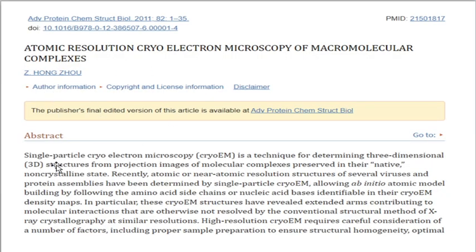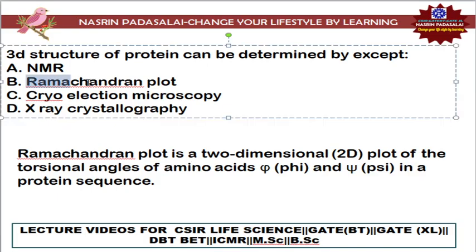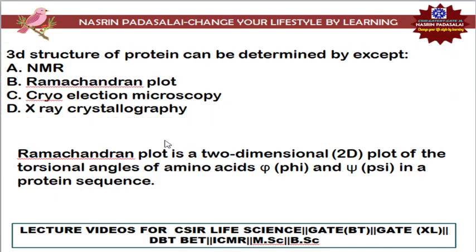And here you can see that cryo-electron microscopy is also used for determining the 3D structure of protein. So the odd one out is Ramachandran plot. The Ramachandran plot is generally a 2-dimensional plot, and this particular plot is used for determining the torsion angles of amino acids. That is, it only determines the angles of amino acids and has no role in determining the structure of protein.